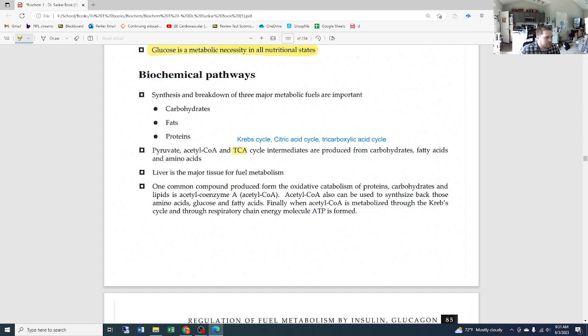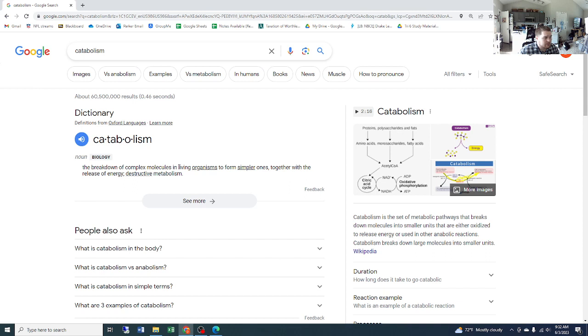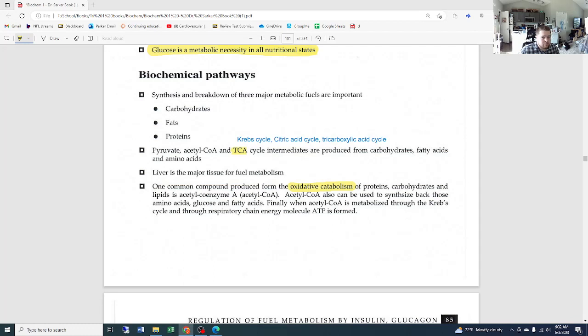One common compound produced from the oxidative catabolism of proteins, carbohydrates, and lipids is acetyl coenzyme A. Okay, real quick, oxidative catabolism, however you want to pronounce it. When we talk about oxidative, remember those reactions, OIL RIG: oxidation is loss, so losing electrons. Catabolism is going to be talking about the breakdown. So the breakdown of complex molecules in living organisms to form simpler ones, together with the release of energy, or destructive metabolism. So it releases energy. It's the breaking down of stuff, okay? We need to remember that.